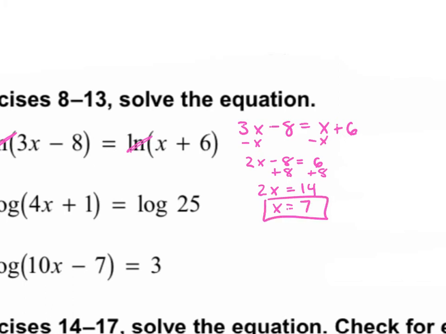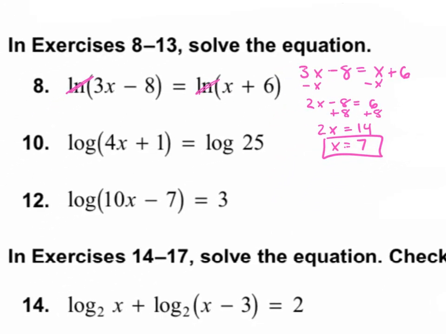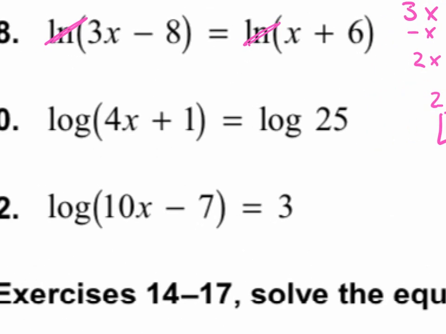All right, what about for number 10? What can we do? The logs cancel. So I have 4x plus 1 is equal to 25. Subtract 1 on both sides. So 4x is equal to 24. Divide by 4. What do I get for x? Awesome.